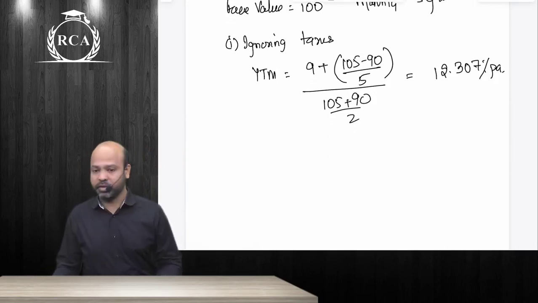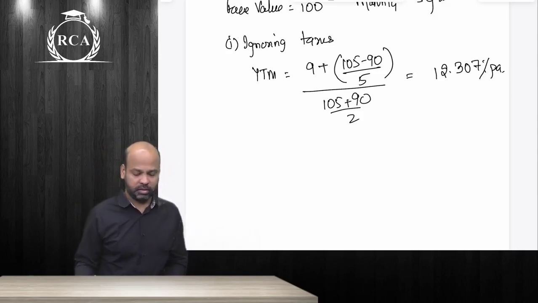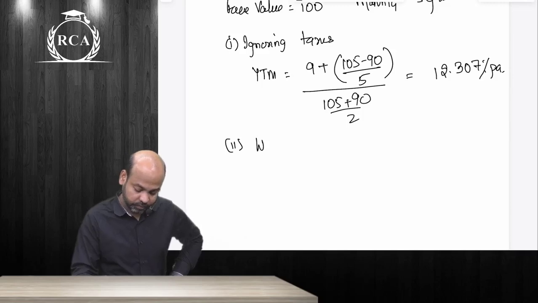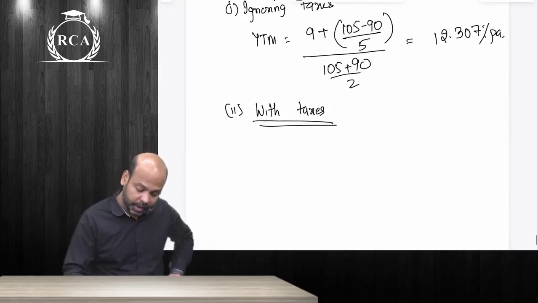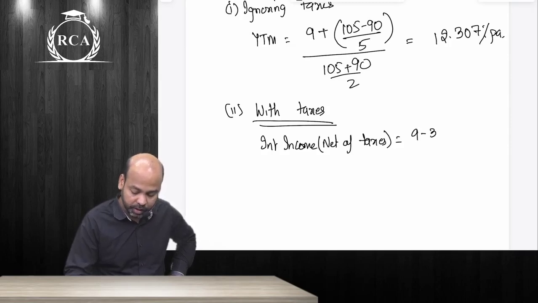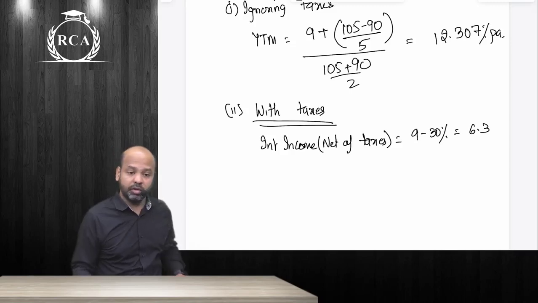Ignoring taxes, guys, your YTM is 12.307%. Did you all get this? With the taxes, guys, what will be the interest income, beta, net of taxes? Interest income net of taxes, beta, will be 9 rupees minus 30%, that is 6.3 rupees. Yes or no, guys?